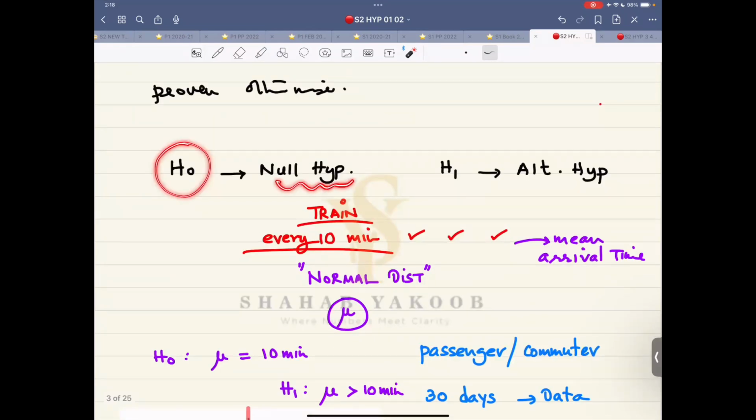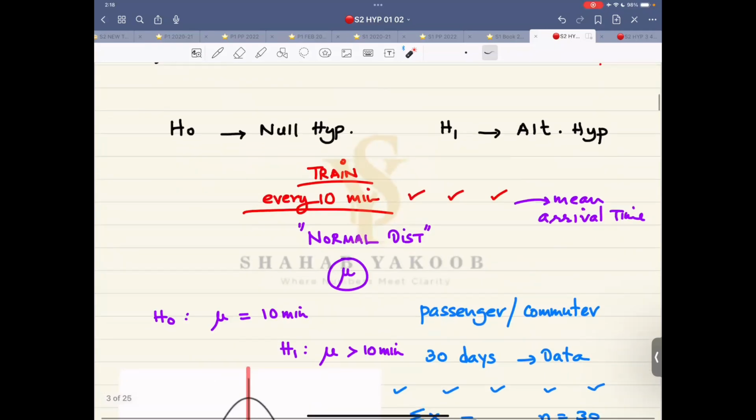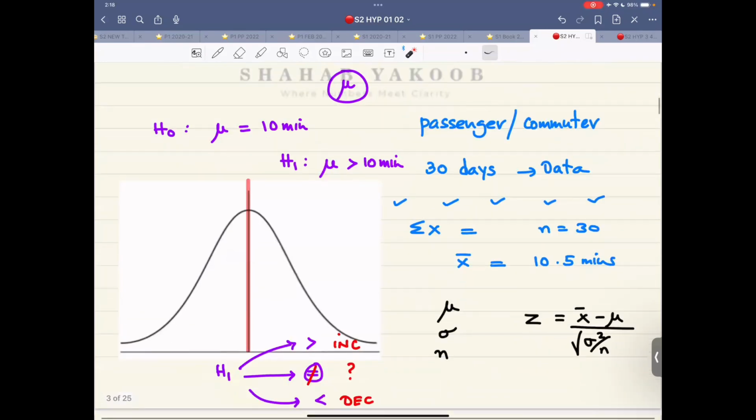H0, that is the null hypothesis. H1, that's the alternative. I always give the example of this particular train that is coming every 10 minutes. A commuter is suspicious. He has doubts whether the mean arrival time is the same or it has increased. If it's increased, that is called an upper tail test. If it's a decrease, that's called a lower tail test. If he is unsure, that's a two-tail test.